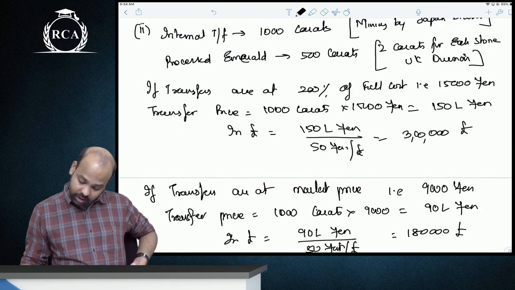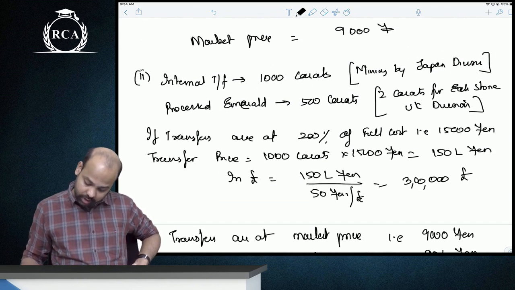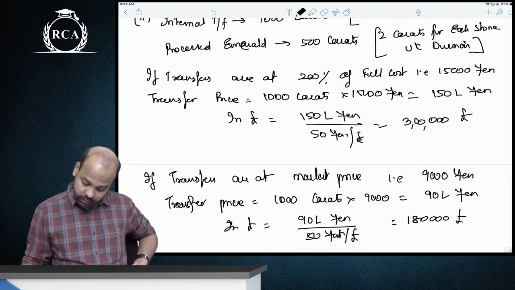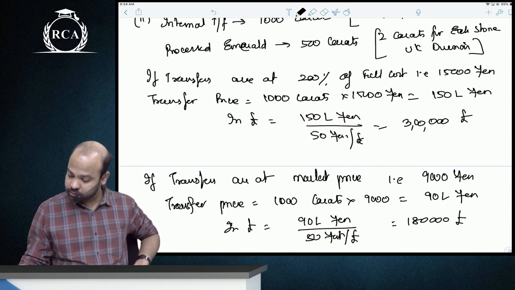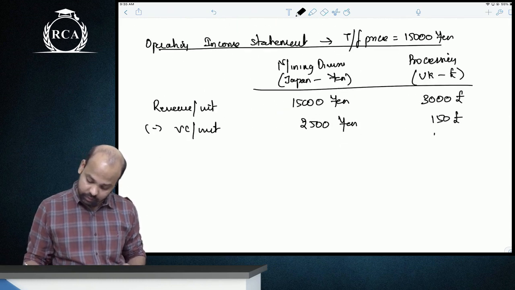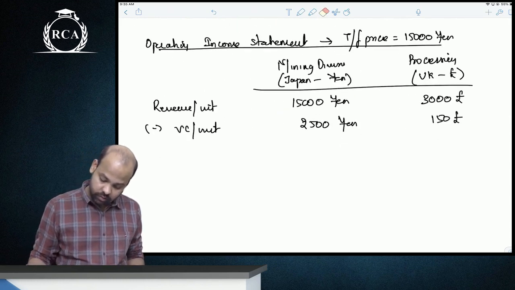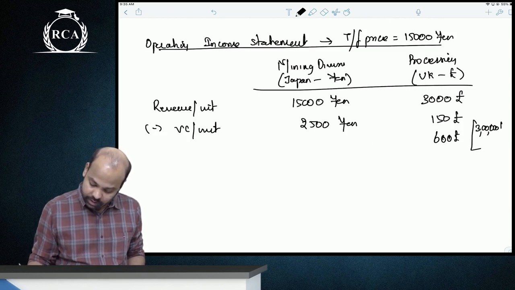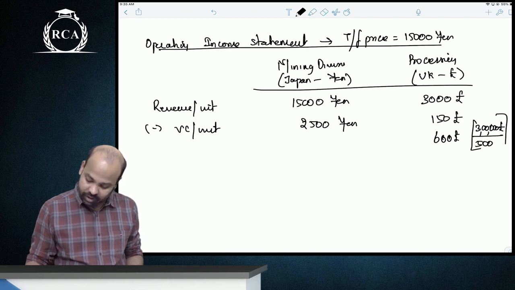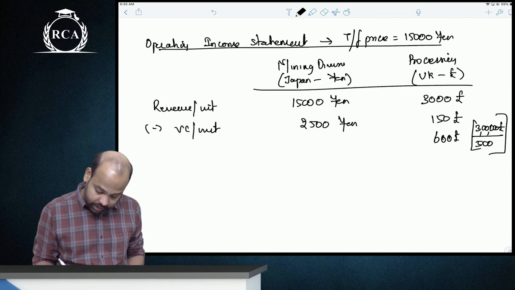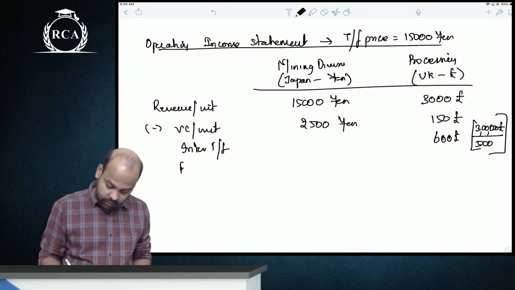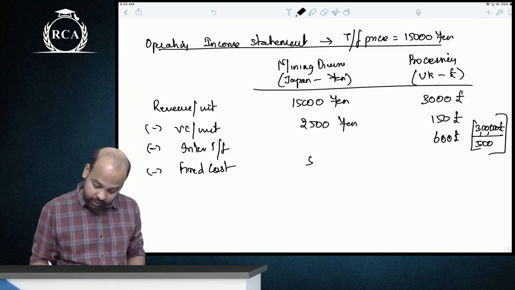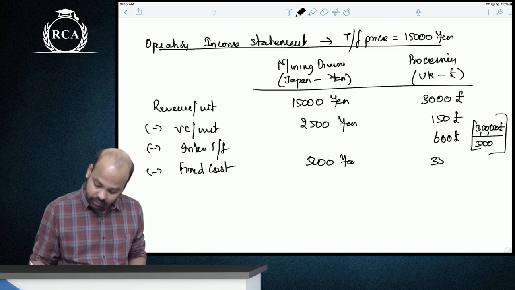And also, guys, internal transfers are effectively costing them. I computed it just now: 3 lakh pounds is for 500 carats. Ultimately their output is only 500 carats, so this is internal transfers, 600 pounds per unit, because this is all per unit, guys. Fixed cost per unit is 5,000 yens, and here it is 350 pounds.